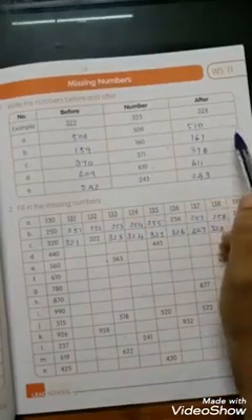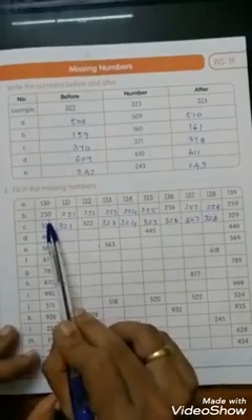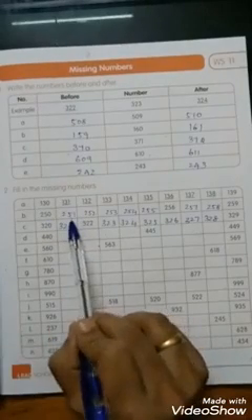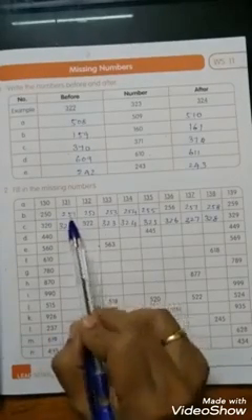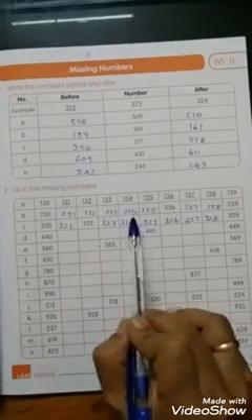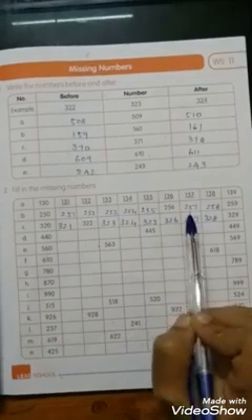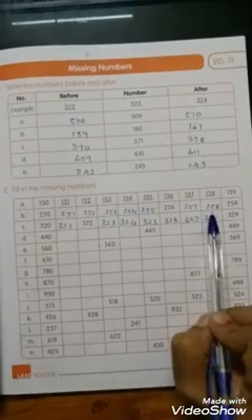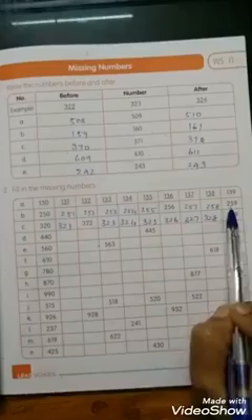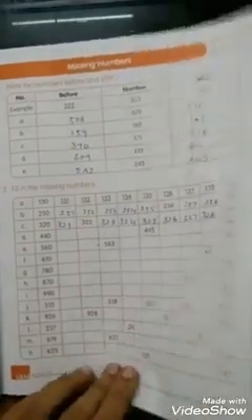Okay, children? So this is a way of writing the missing numbers. Here 250. So then next what is the number? Yes, 251, 252, 253, 254, 255, 256, 257, 258, 259. So this is the way of writing the missing numbers. Okay, children? Yes. So the next topic is number names.